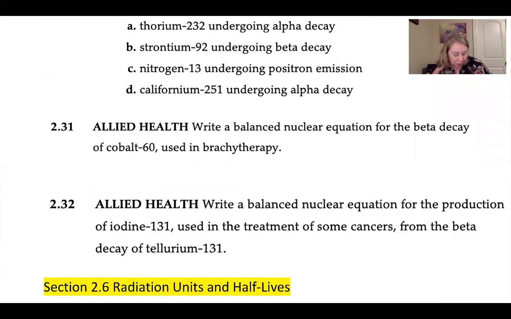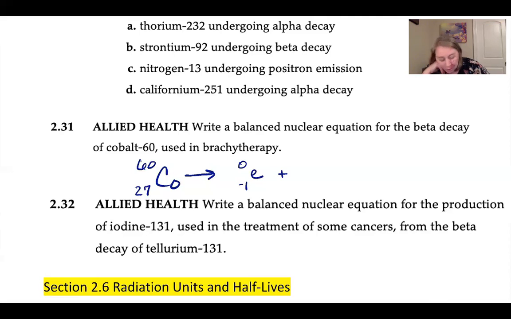Write a balanced nuclear equation for the beta decay of cobalt-60 used in brachytherapy. Okay, so what do we have? Cobalt-60, Co, we have 60 here. We're going to go look on the periodic table, find cobalt, and we're going to find that cobalt has 27 protons, and it's undergoing beta decay. So beta decay, I know that I'm losing that proton. That proton gets converted to a neutron, right? So our mass didn't change just because we converted a proton to a neutron, because protons and neutrons have the same mass. And we're going to produce something new.